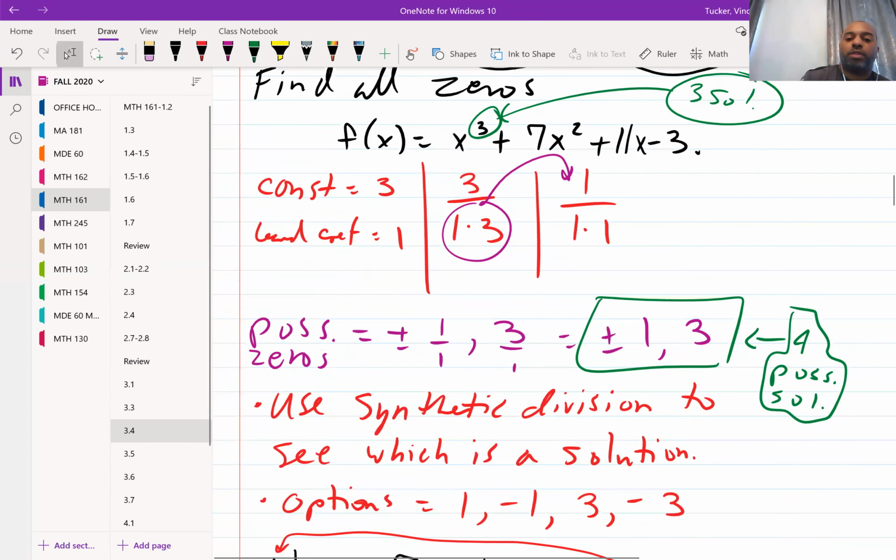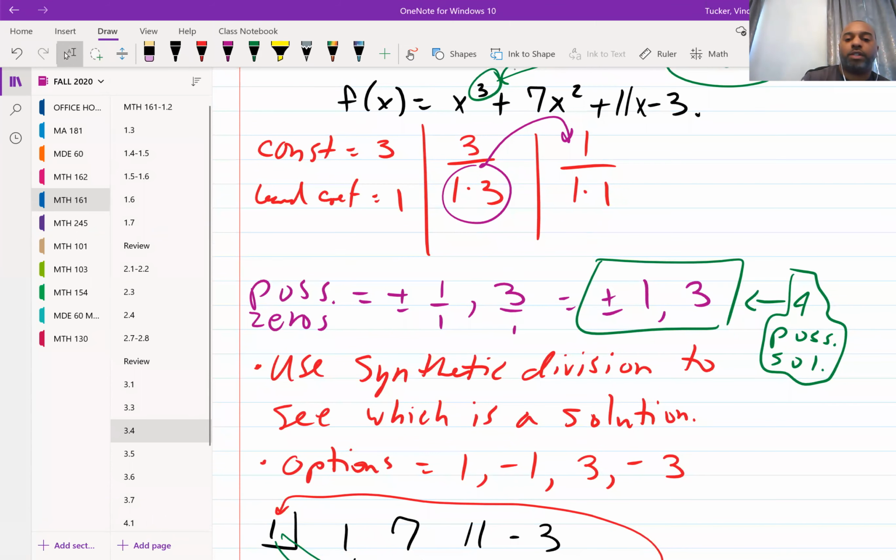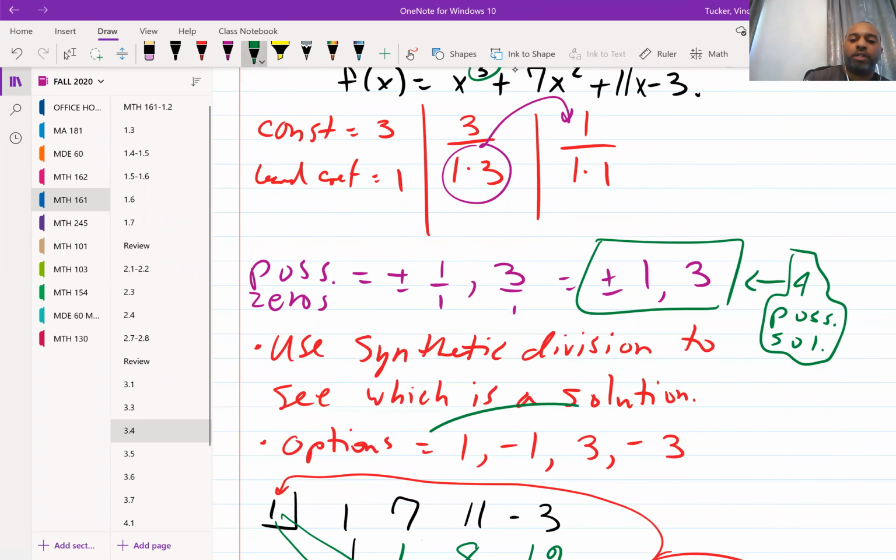All right, so let's use synthetic division to see which is a solution. Remember, these are our options. Positive 1, negative 1, positive 3, and negative 3. So when we do synthetic division, don't forget, in order for it to be a solution or 0, that means we have to get 0 as our final part of our answer. That's our remainder. Our remainder has to be 0.